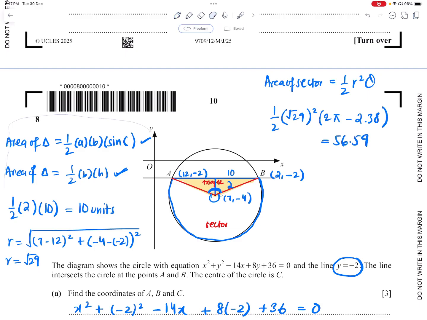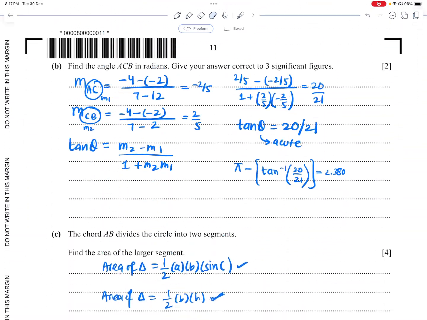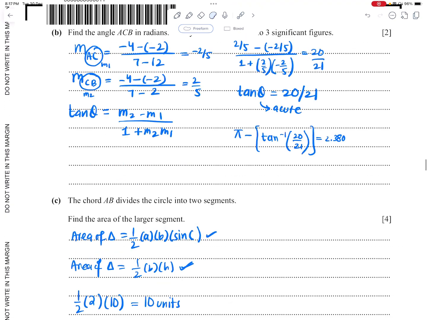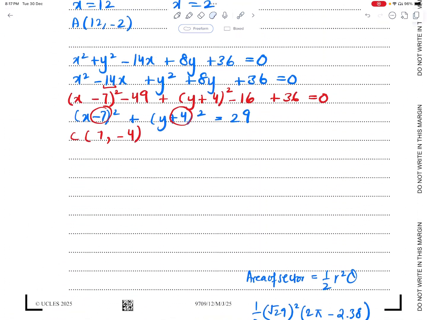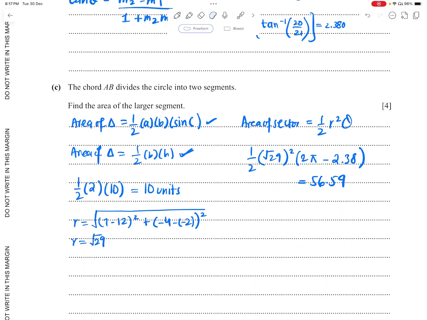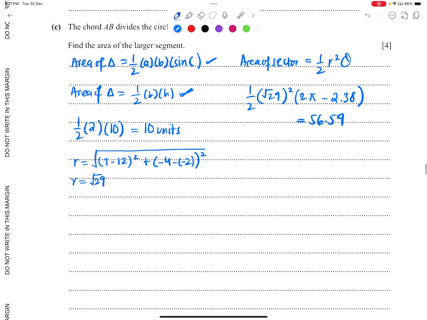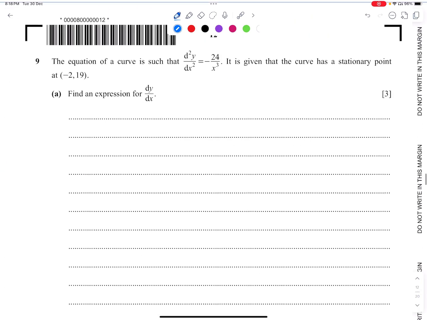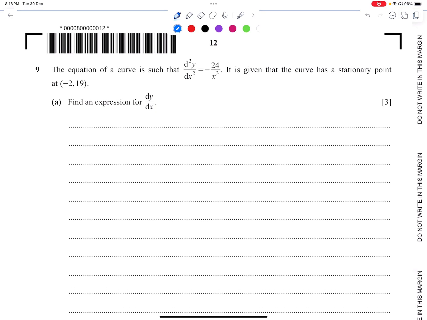Now I'm just going to shift these things in the answer space and I'm going to add these two values that I got. So one was 10 and the other one was 56.59. That makes it 66.59 units. All right, moving on to question number 9.